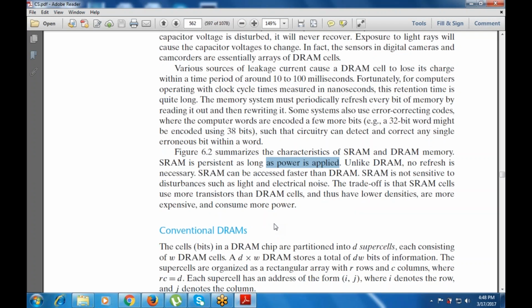The trade-off is that SRAM cells use more transistors than DRAM cells, and therefore have lower densities, are more expensive, and consume more power. The cells in a DRAM chip are partitioned into d supercells, each containing w DRAM cells. A d times w DRAM stores a total of d times w bits of information, organized as a rectangular array with r rows and c columns.